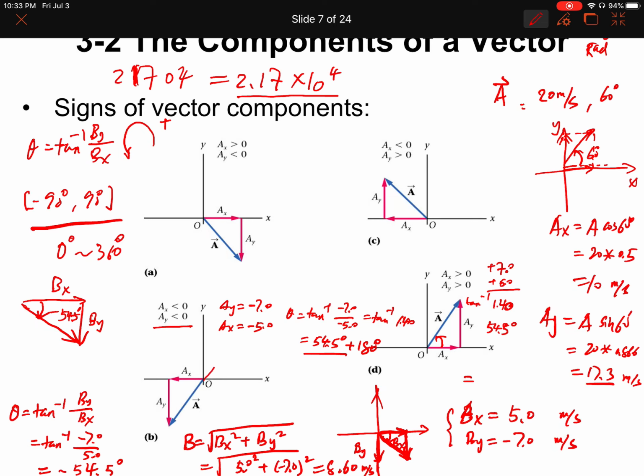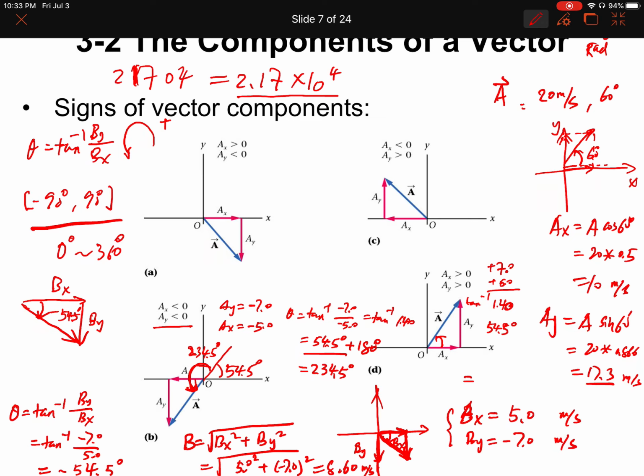So 54.5 degrees is here. You have to add 180 to make the vector in the third quadrant. So this will be 234.5 degrees. Instead of 54, you go to 234.